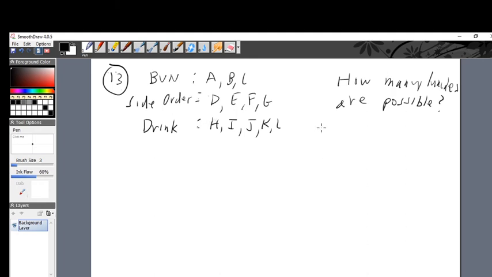Well, it's the counting principle. There are 3 types of buns that can go with 4 types of side orders that can go with 5 types of drinks, and all those are the different types of possibilities for your lunch. 3 times 4 is 12, 12 times 5 is 60, and therefore the final answer is 60. This problem is over. Plenty of room here.